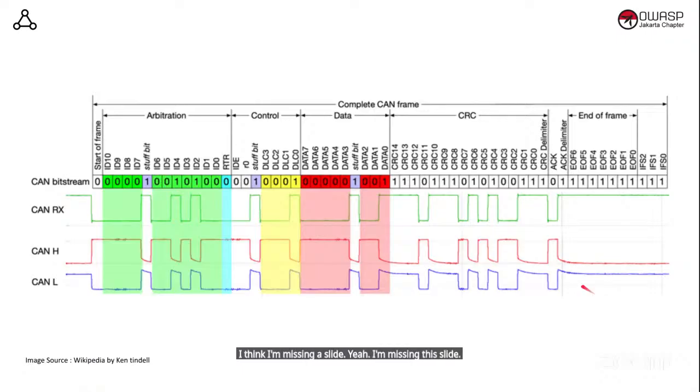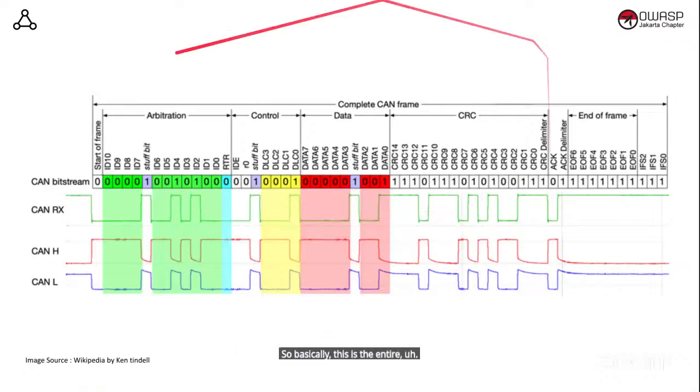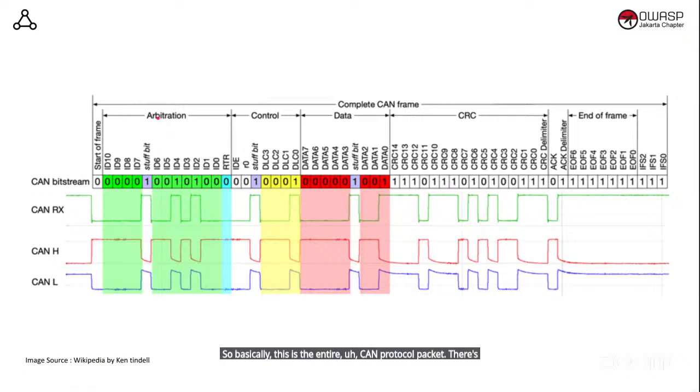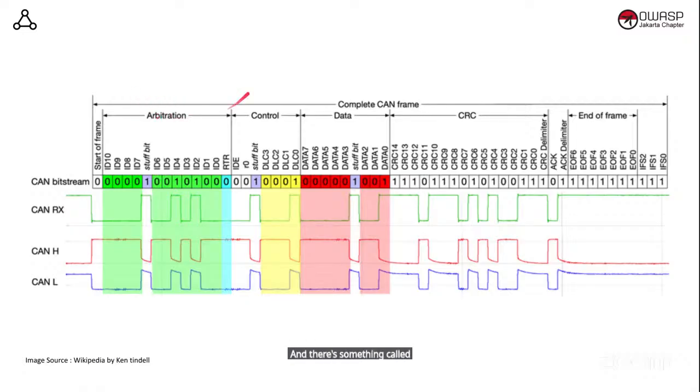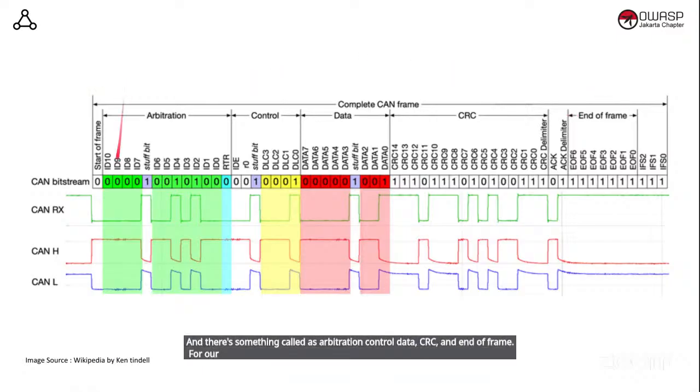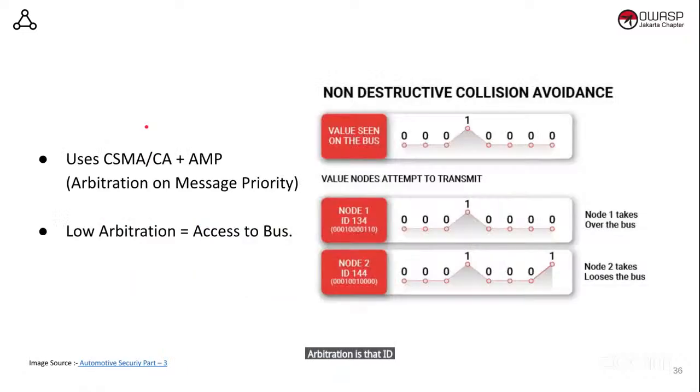So basically, this is the entire CAN protocol packet. We are talking about packets. So I was mentioning, you need a set of packets to do any action. This is one such packet interpretation. There's something called arbitration, control, data, CRC, and end of frame. For our discussion right now, we'll focus on the arbitration and mostly on data. Arbitration is that ID: the least ID wins the bus, the least ID gets the access to the bus.